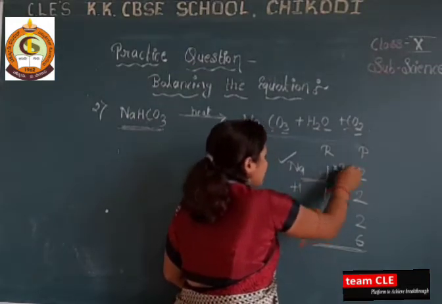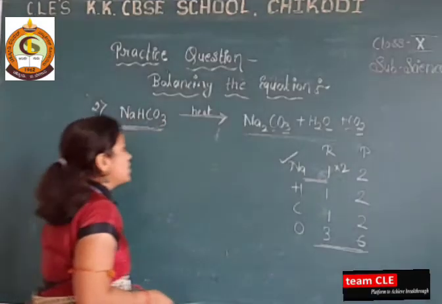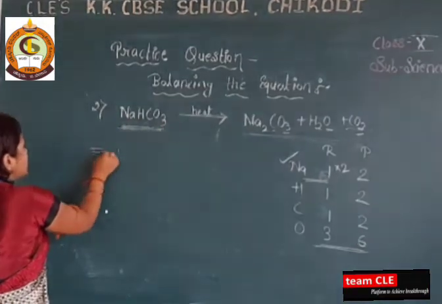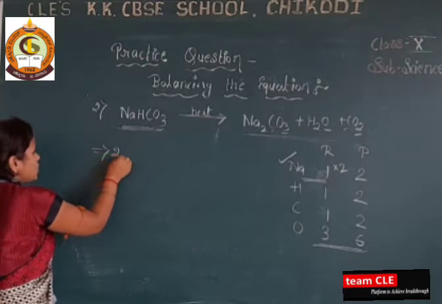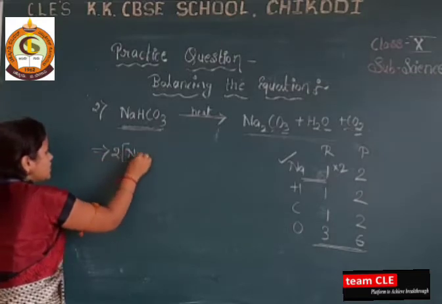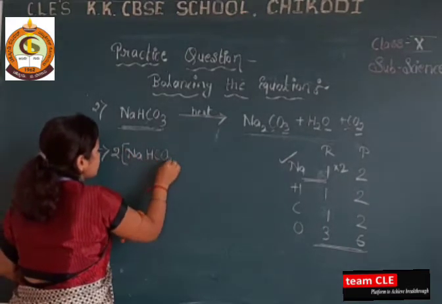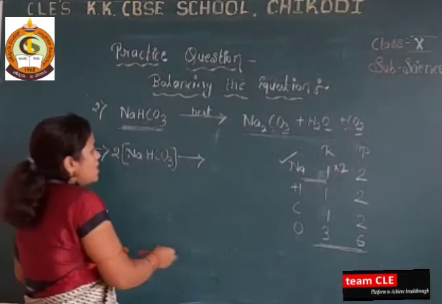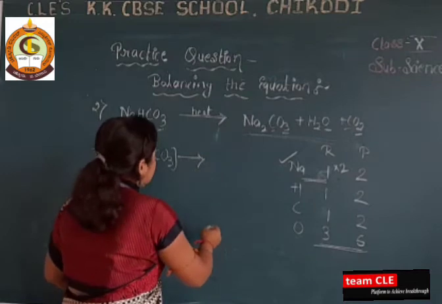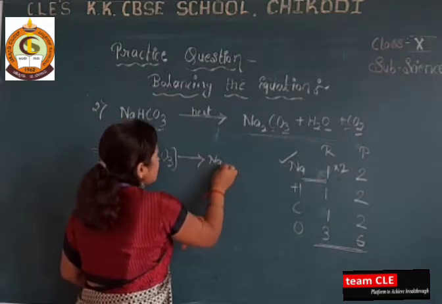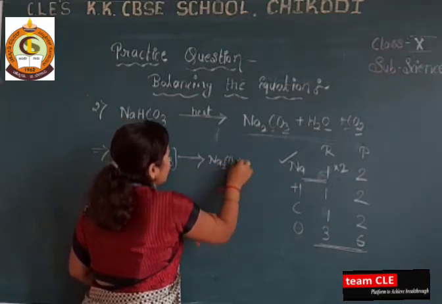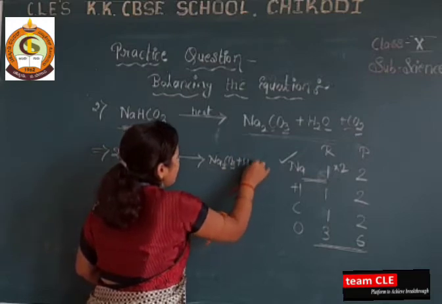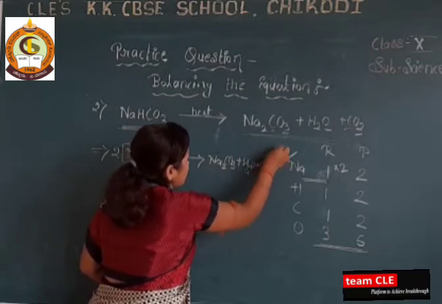So if you multiply with 2, let's see the magic. Here, if you multiply the number 2 with the whole product, it will be balanced. How is it balanced? Just start: Na2CO3 plus H2O plus CO2.